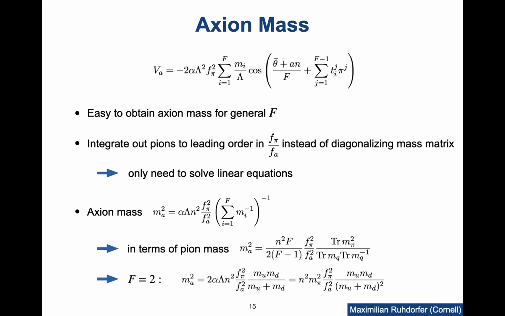So this is just a compact formula for the axion mass in terms of the pion mass matrix for general flavors.